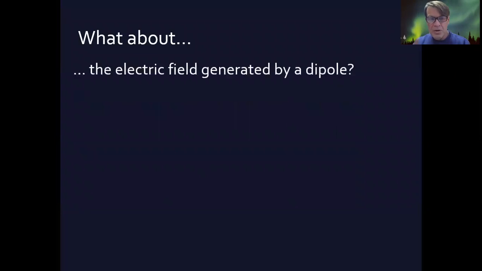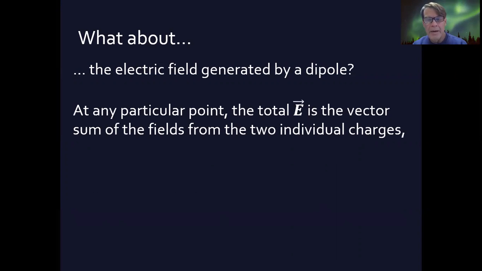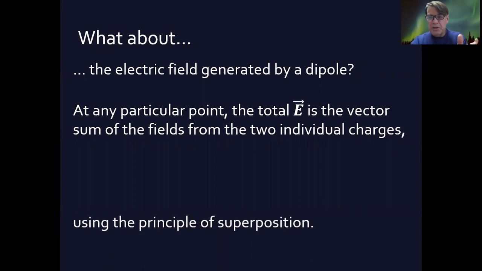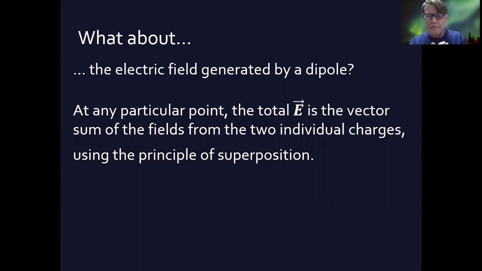So we want to ask, what about the electric field generated by a dipole, not the field on a dipole, but the field generated by a dipole. And we know a couple things already, right? We know that at any particular point, the total electric field, E vector, is going to be the vector sum of the fields from those two charges. So for example, if we want to know the field created by those two charges, it's going to be the vector sum of those fields at any particular point using the principle of superposition.